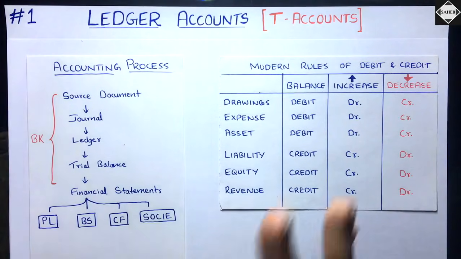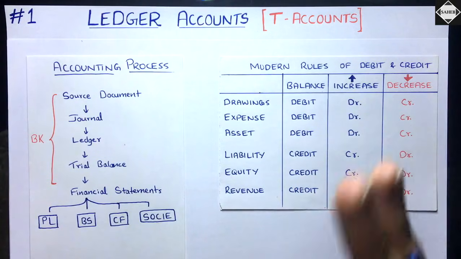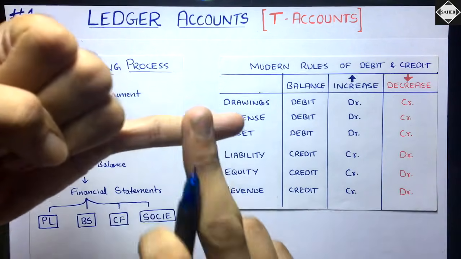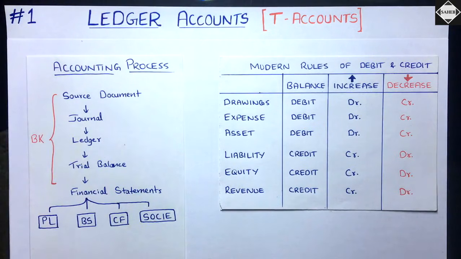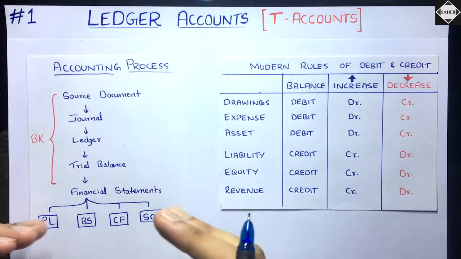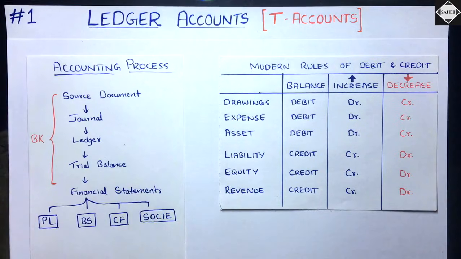But before moving ahead with this video, please make sure you have watched the previous videos, the accounting basics video where we have discussed the meaning and everything of accounting, that we start this process from source document till the financial statements, how does this work, and then we have also discussed modern rules of debit and credit, the classification, the definition of each and every item, so you should have a proper understanding of all these basic things.